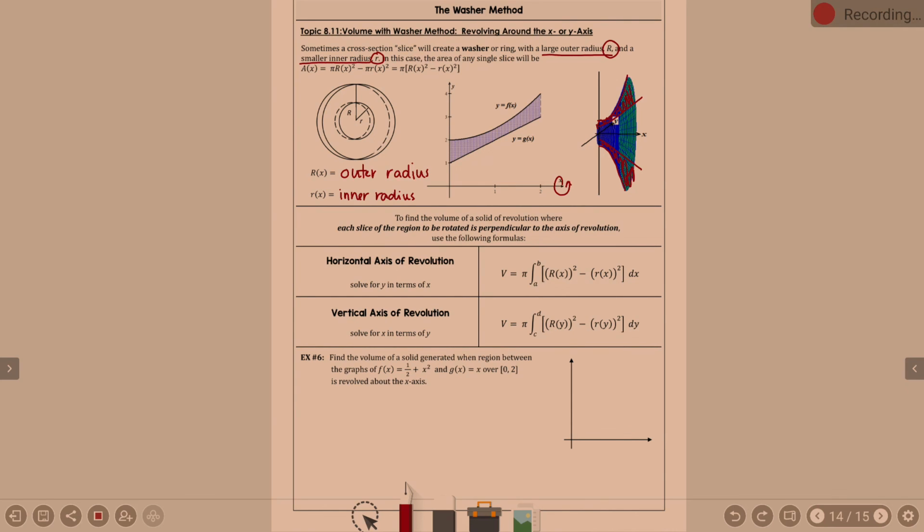When you do this, if I'm rotating around the x-axis, which is my farther out one, in this case that f of x function is my farther out one, and that's going to be my big R. Whereas my closer one to the axis of rotation is going to be g of x, which is my little r. So when I go to set that up, it's going to be pi times f of x squared minus g of x squared.